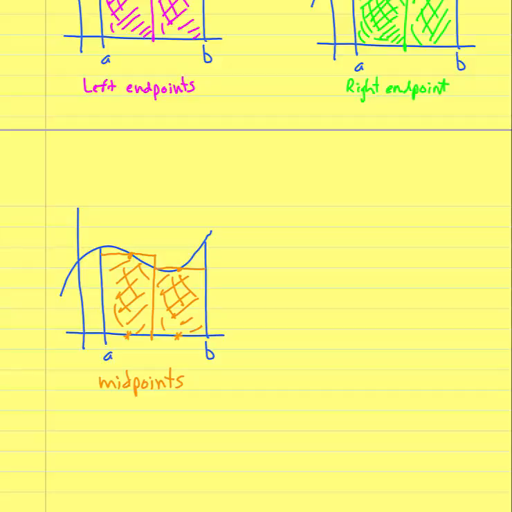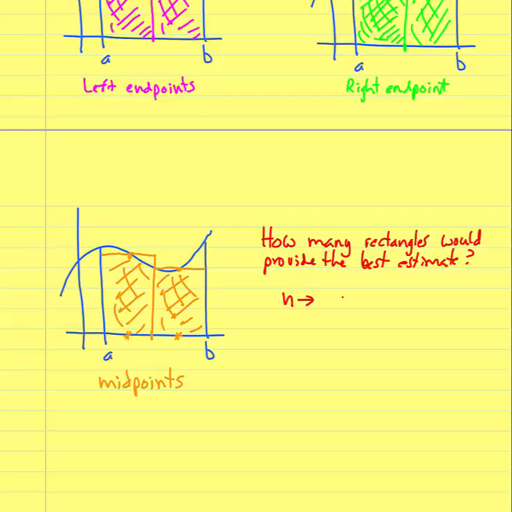So a couple questions here. We looked at one rectangle and we saw it wasn't very good. Two didn't seem bad, but the question is then how many rectangles? How many rectangles would provide the best estimate? So, of course, if one was mediocre and two was better, three would be even better, and you can imagine what would be best is n, the number of rectangles, would approach infinity. So if we had an infinite number of rectangles, this would do a really good job estimating.